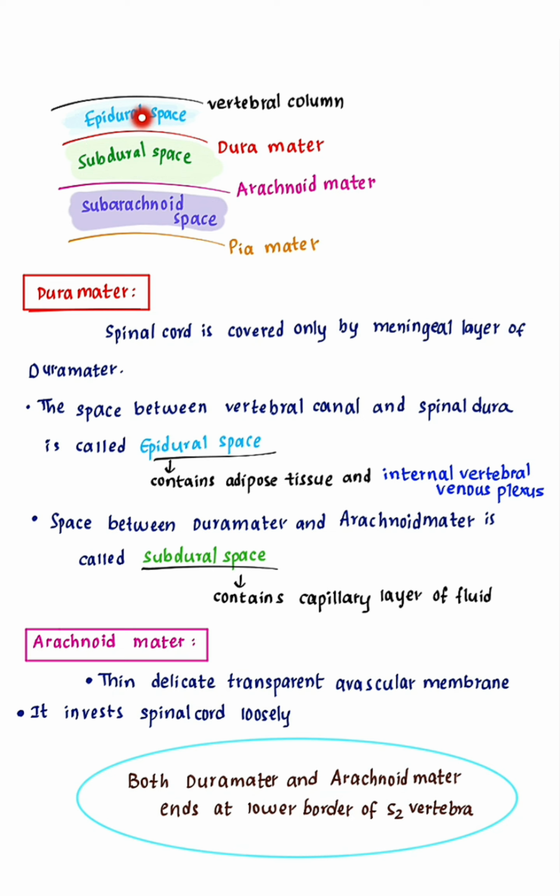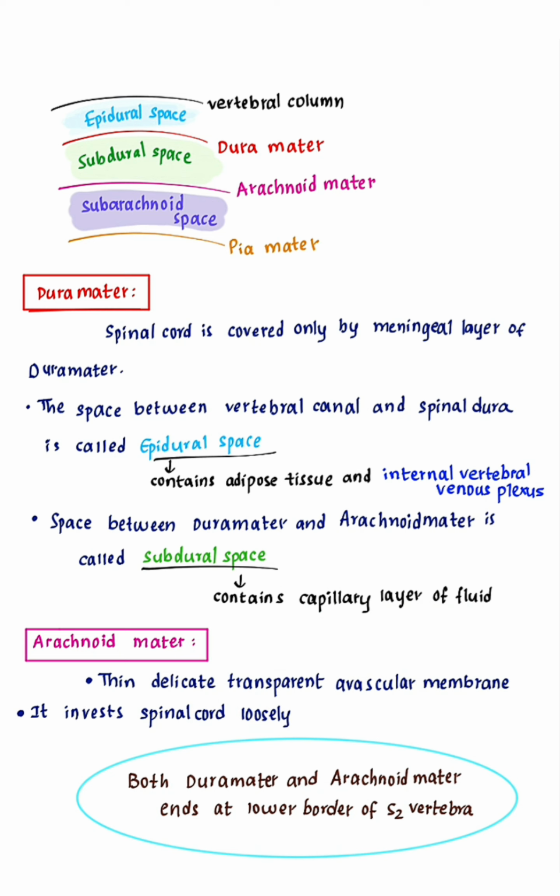The space present between the vertebral column and dura mater is called the epidural space. The space present between dura mater and arachnoid mater is called the subdural space. The space above dura mater is the epidural space, and the space below dura mater is the subdural space. Epidural space contains adipose tissue and internal vertebral venous plexus. Subdural space contains a capillary layer of fluid.